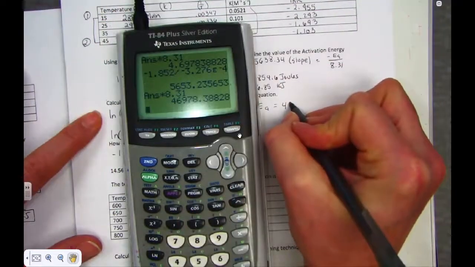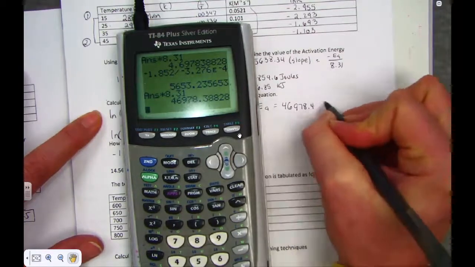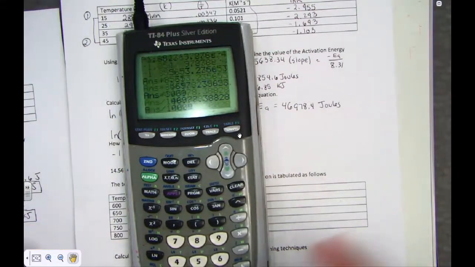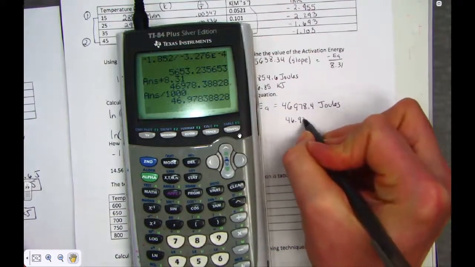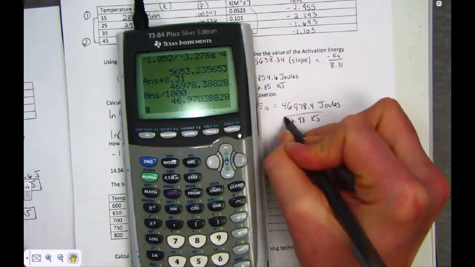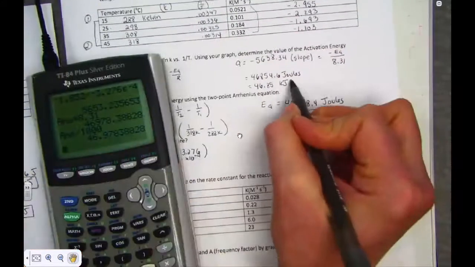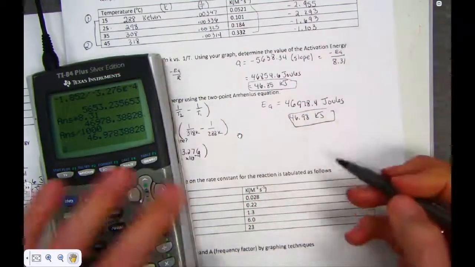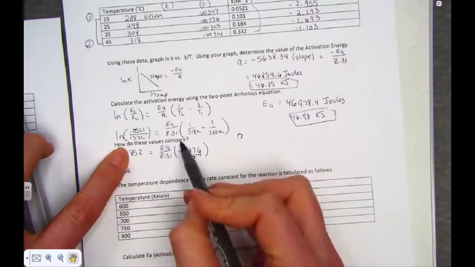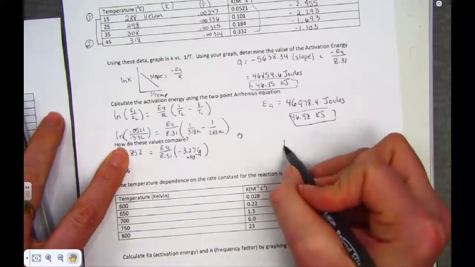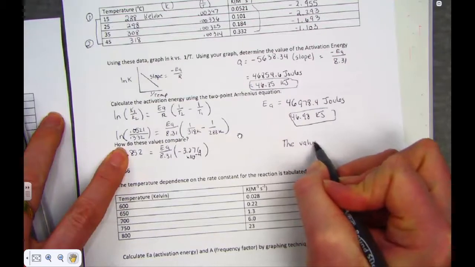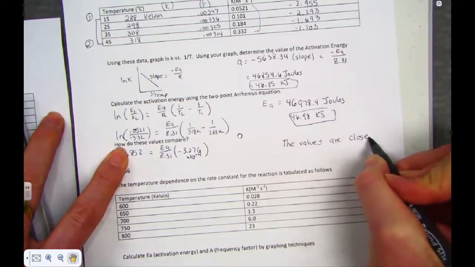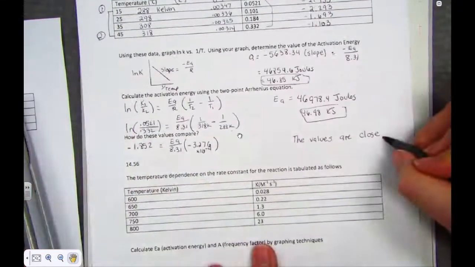Thank you for my calculator, buddy. 46978.4 joules, or if you prefer, 46.98 kilojoules. And the reason I was struggling, the reason I knew I made a mistake, I don't give up, I just keep trying. I should get something so close. I mean, they have to be pretty close. The values are indeed coming from the same line. So the values are indeed close. And if they are not, just as I was discovering, keep trying. You're making a calculator error somewhere along the line, perhaps like I was.